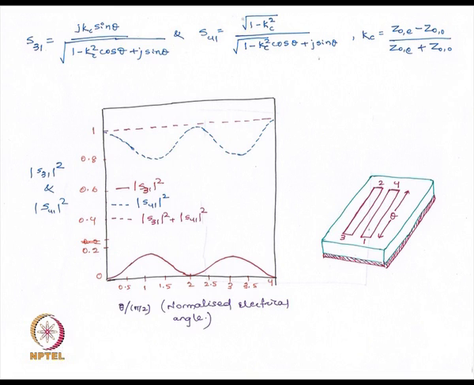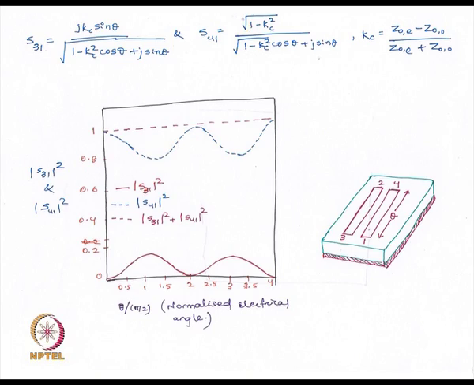If we go back to the slides once again, for the S31 and S41 parameters, if we plot their squares, then the sum of the magnitude squares of S31 and S41 will always be constant. However, S31 square represented by this red line and S41 square represented by this dotted line will vary. This is of course logical. It shows that the total power leaving from port 3 and port 4 is equal to the total power entering port 1.